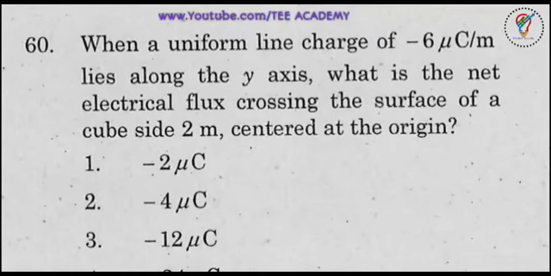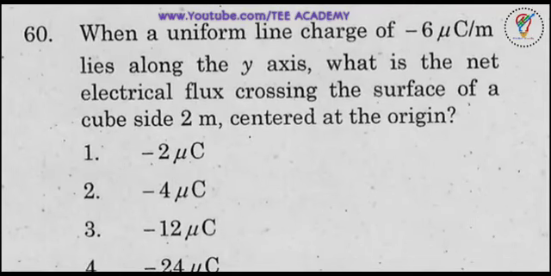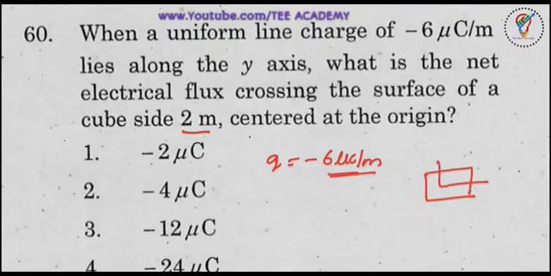Now the next question. When a uniform line charge of minus 6 microcoulomb per meter lies along the y-axis, what is the net electrical flux crossing the surface of the cube of side 2 meters centered at the origin? Now there is a charge. Charge per meter is minus 6 microcoulomb per meter. It's a line charge, crossing a cube of length 2 meters. Now we need to calculate the total charge.